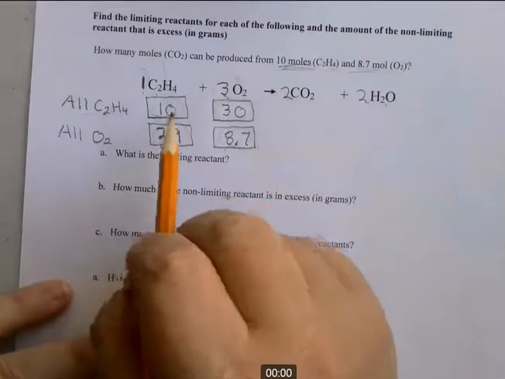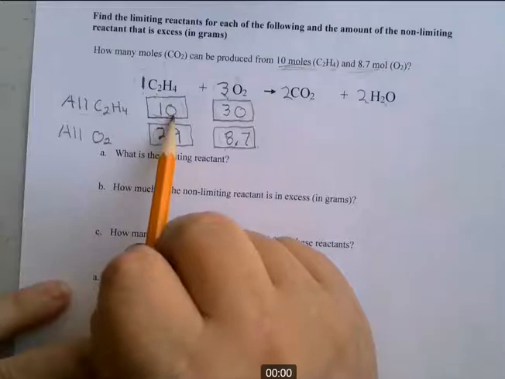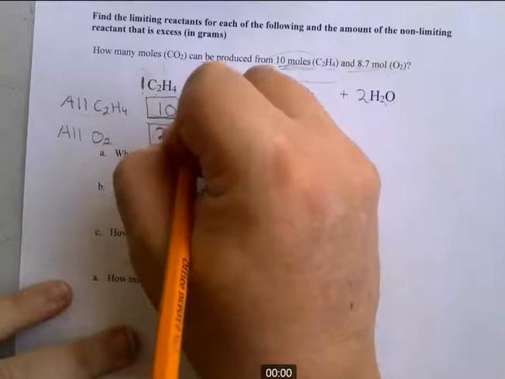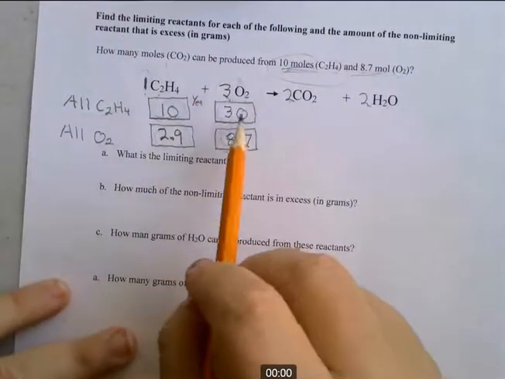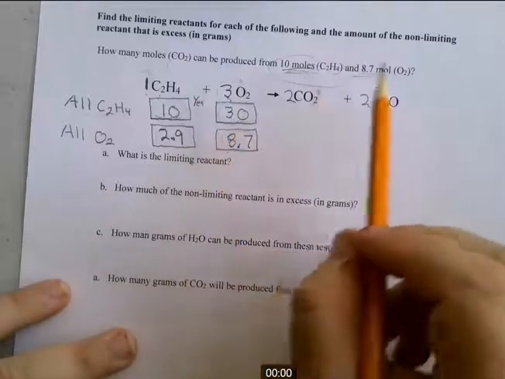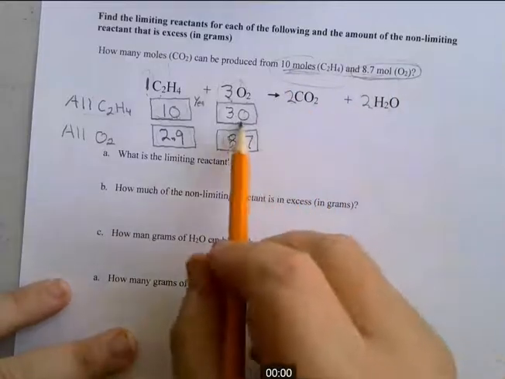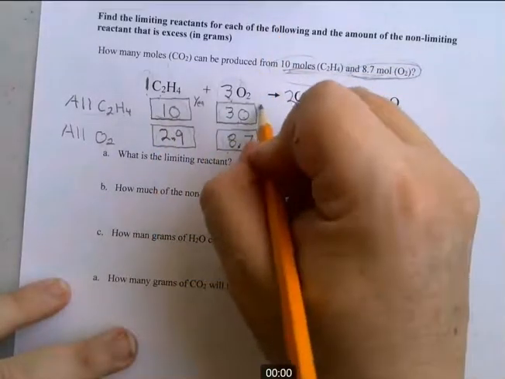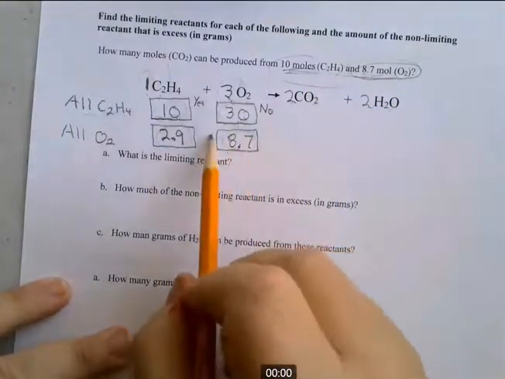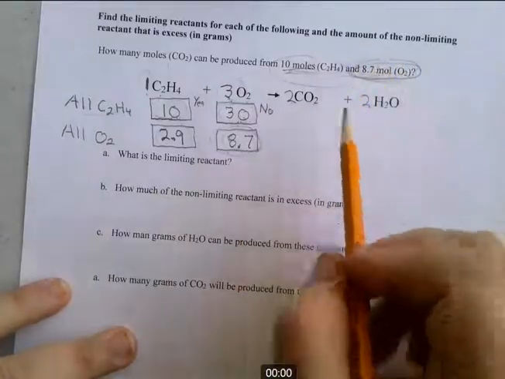So first, do I have at least this many moles of C2H4? Yes, I have exactly that many moles. That's how many we were given. So you can put a little yes there. How about this? Do I have at least 30 moles of O2? Well, the answer is no. I only have 8.7 moles of O2. I don't have enough O2 to burn all of this, so I'm going to put a no there. Now I'm going to keep going. Do I have at least 8.7 moles of O2? Yes, we just said that's how many you were given, so yes, you have that much.